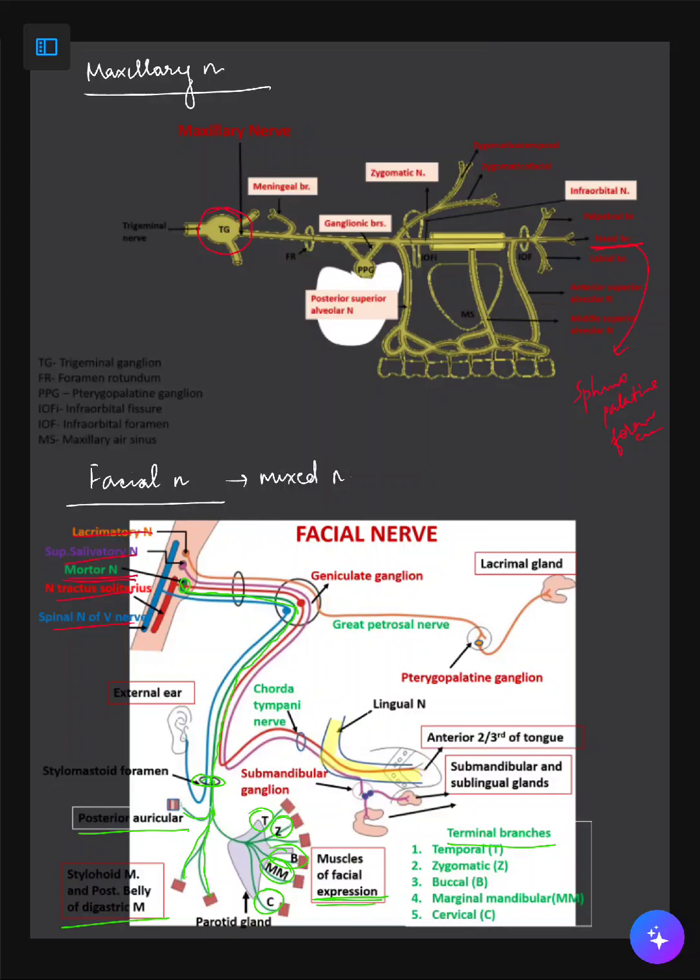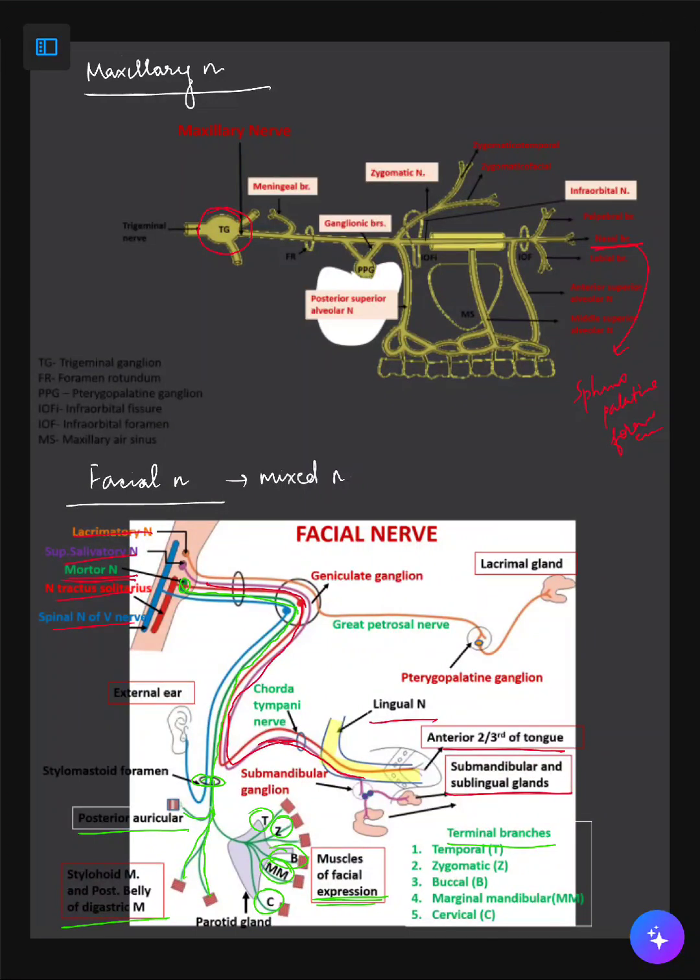Now the sensory root. It comes through the geniculate body and comes down, passing through the chorda tympani, and then it innervates the lingual part, which is the anterior 1/3 of the tongue and soft palate, and also the submandibular and sublingual gland.